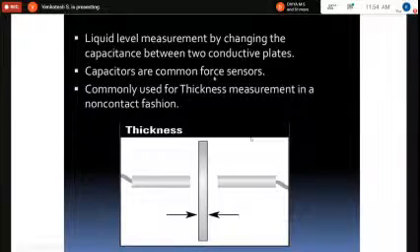Capacitors are common force sensors. A capacitance transducer can sense force input, and thickness measurement is done using capacitive transducers as indicated.